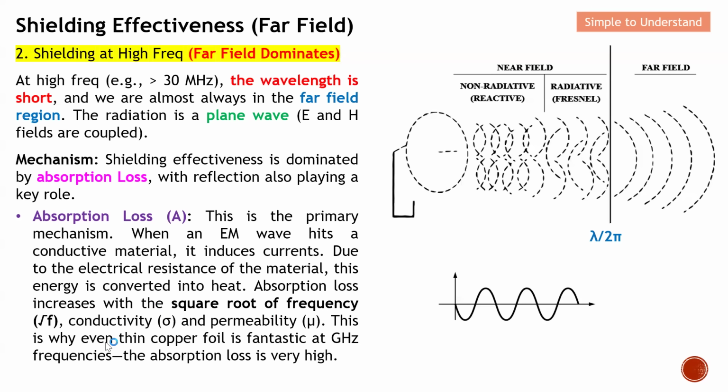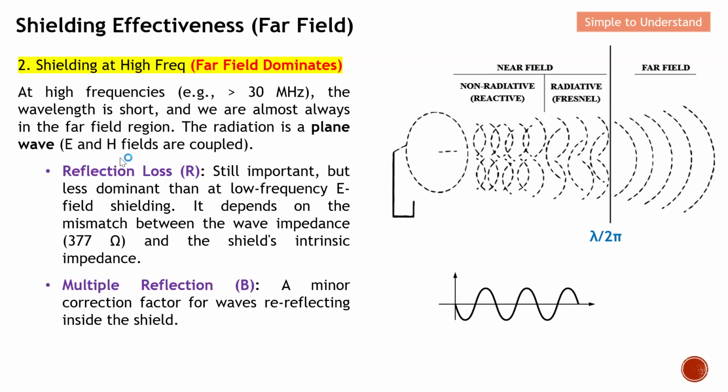Even a very simple thin copper foil will be very fantastic against high frequency. The absorption loss is very high at high frequency. In short, the absorption loss will not be that effective at low frequency. However, at high frequency, it will be very effective.